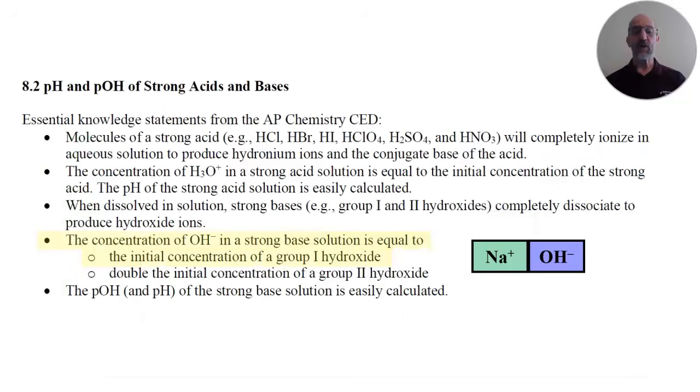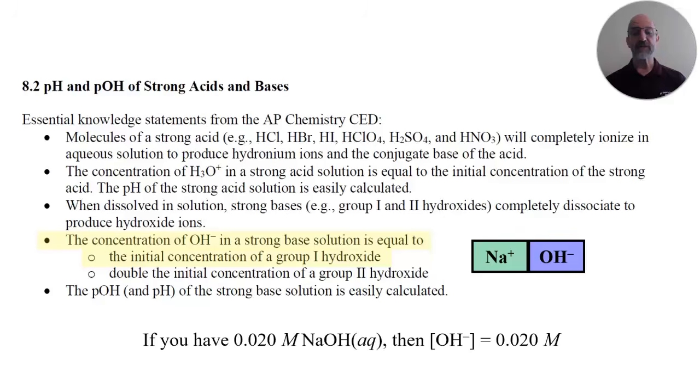So if we know that we have a group 1 hydroxide, then the concentration of hydroxide is equal to the initial concentration of that substance. So for example, if you have a 0.020 molar solution of sodium hydroxide, then the concentration of the hydroxide ion is that same number, 0.020 molar as an example.